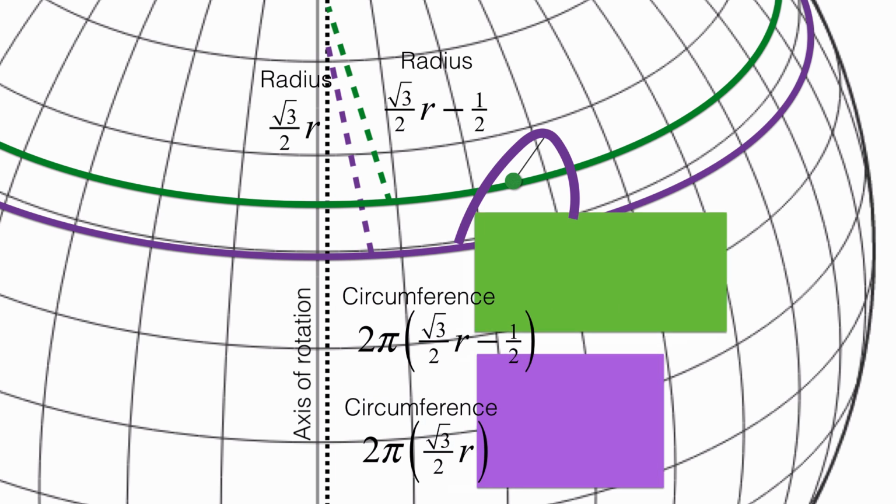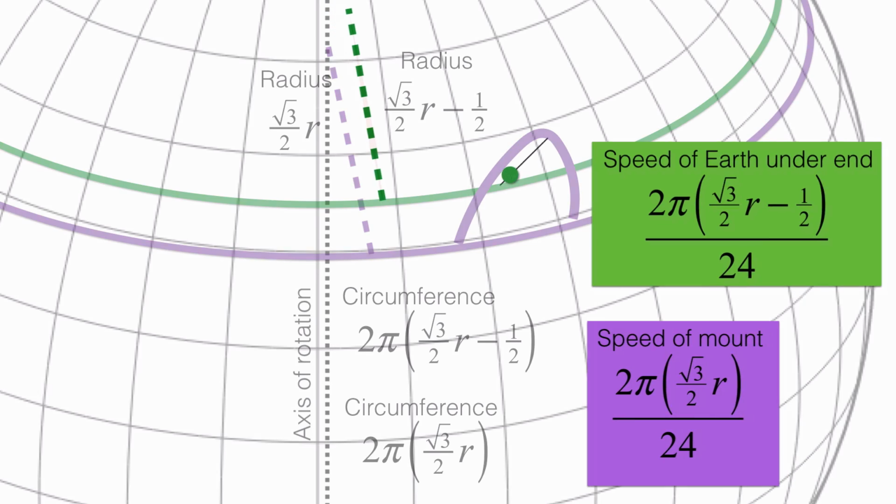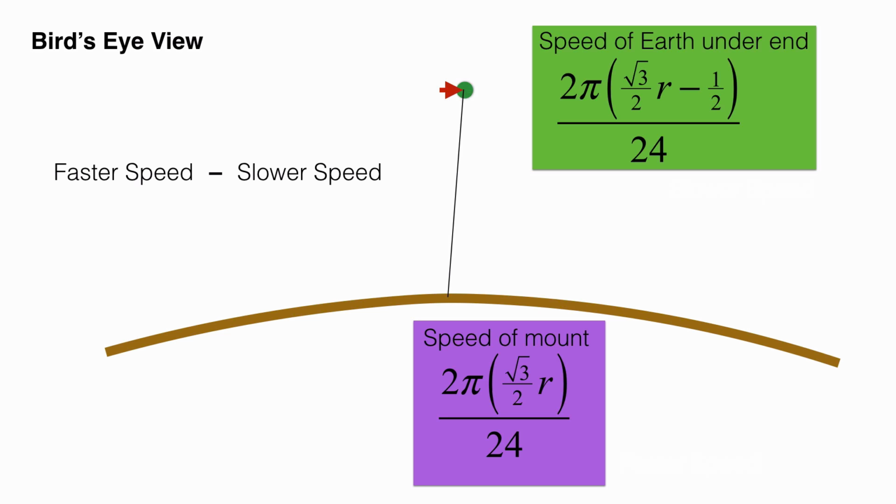Now, the speed, we're going to do it in miles per hour, and we're just going to simplify the turn of the Earth as 24 hours. Now, technically, it's not exactly 24 hours, but just for this simple example, we'll use the number 24. It's pretty close. So we've got the speed of the Earth underneath the bob, and we have the speed of the mount, and the Earth is traveling at a slower speed. That's where the Coriolis effect comes from. So if we want the speed of the Coriolis effect, we take the faster speed minus the slower speed. Again, it is this delta speed that is the entire source of the Coriolis effect.